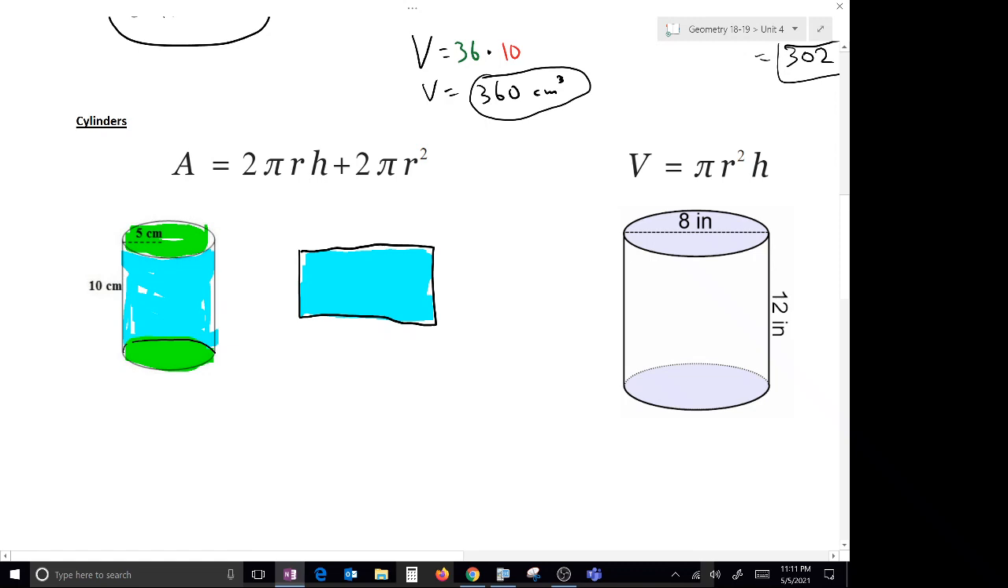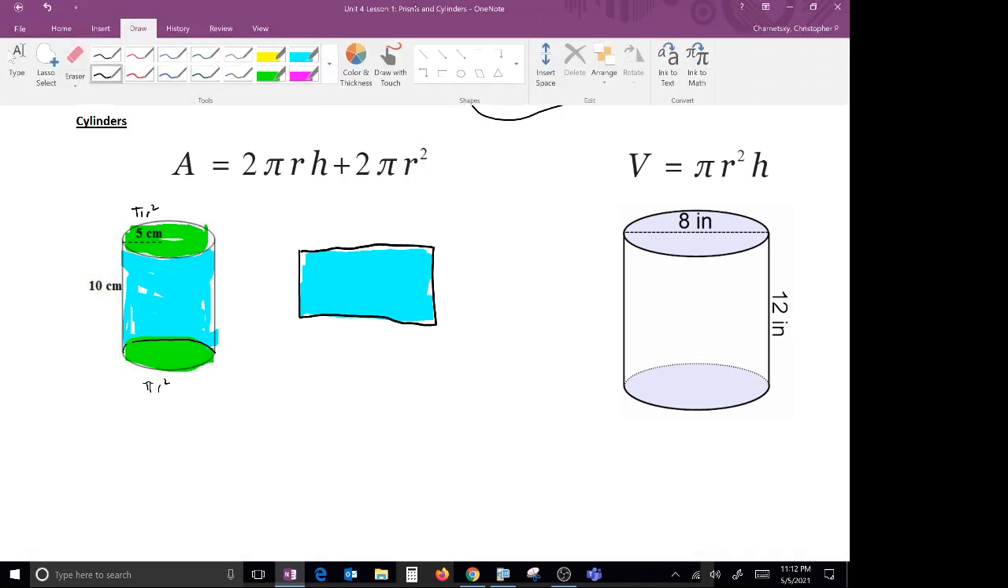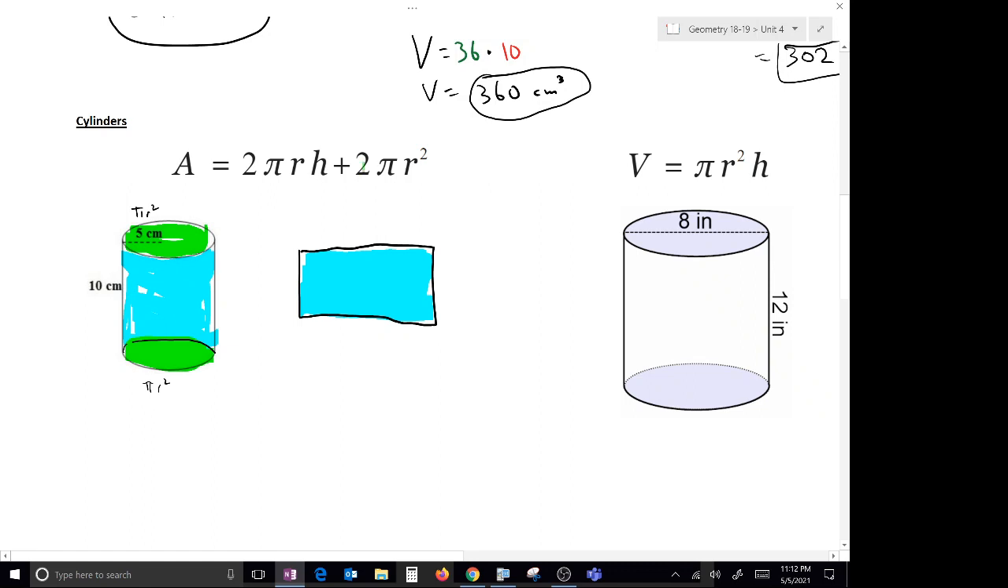So on the top part, the area of a circle is pi r squared. So we'd have two of those, pi r squared. So that's this part right here. So the 2 pi r squared gives us our top and our bottom surface areas.